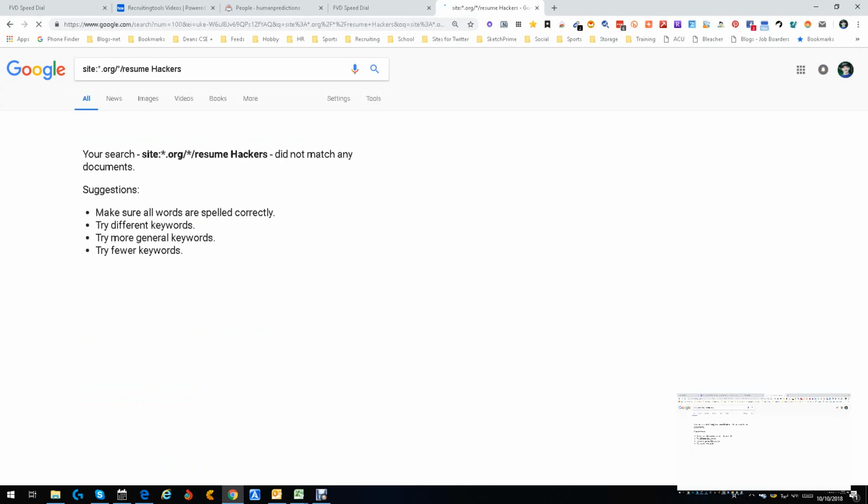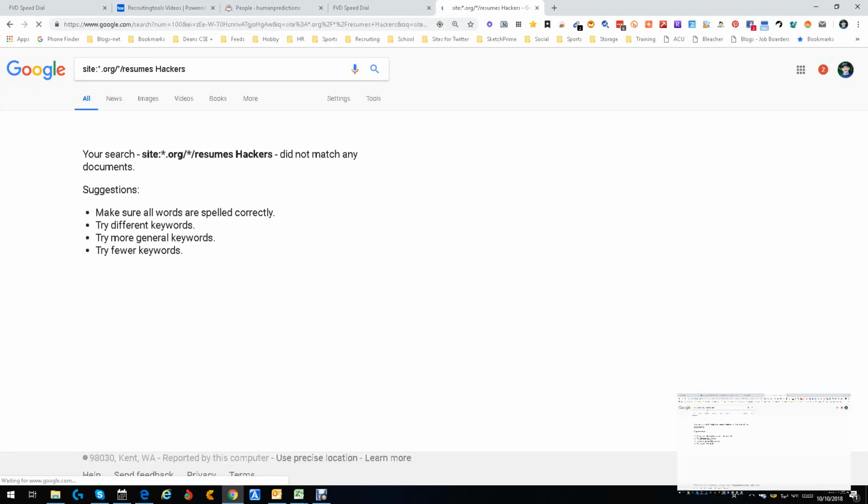I'm pretty sure this is where Google's going to say nothing, and that's okay. So let's do resumes. We are in an org, and it still may not work. I don't know. This is actually a part of it. I've played with it a little bit. It works sometimes, other times it doesn't. All right, so it's not working. So let's see what happens if we change hackers. And it just could be there's no hackers. Let's go to systems engineer. Let's see if that changes anything.